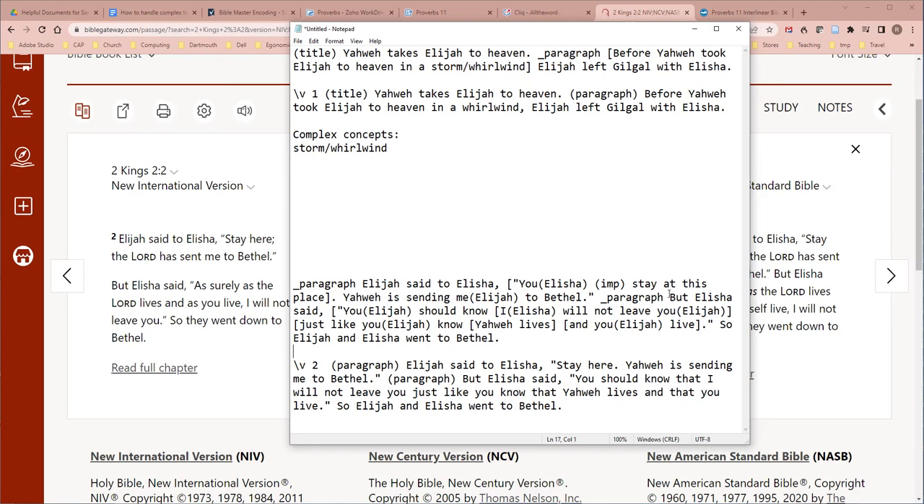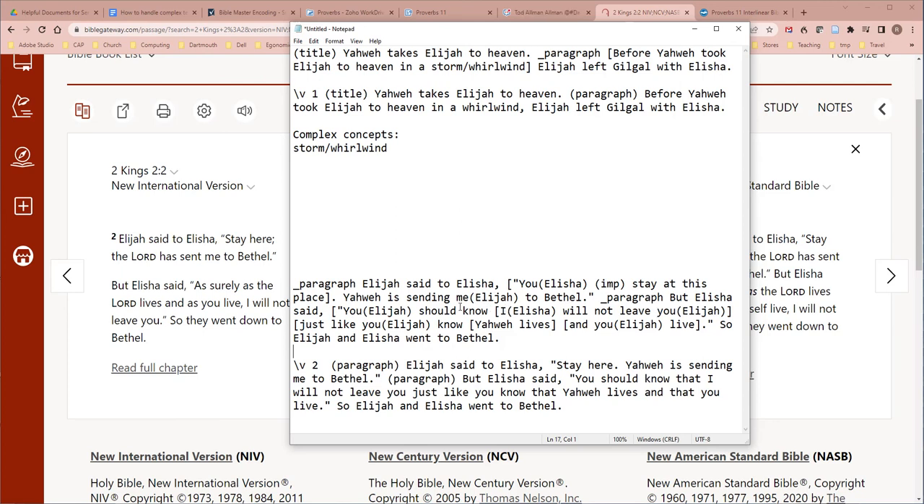So let's see how I did this in the phase one that we read into the computer. So this version is for the computer and the person who's going to be inputting it into the computer, and this version is for the consultant. But Elisha said, comma, so again we start a quote with a left bracket. Open quote, you should know, this is not an imperative because he's saying you should know, it's not no, it's you should know, that I will not leave you.